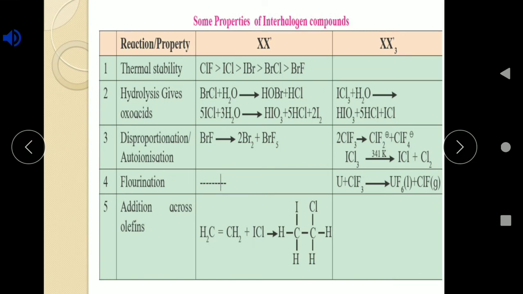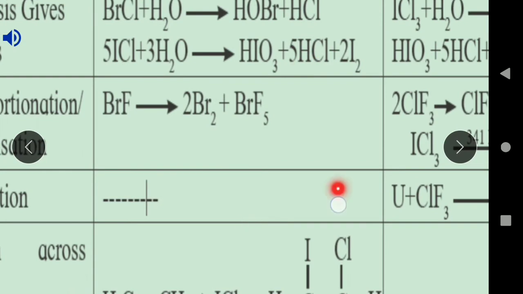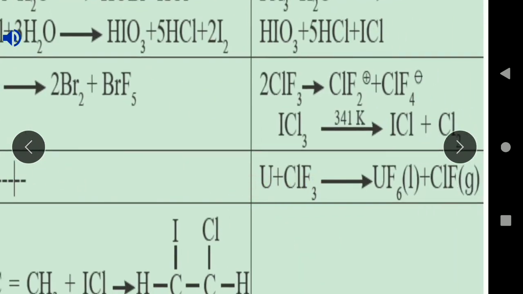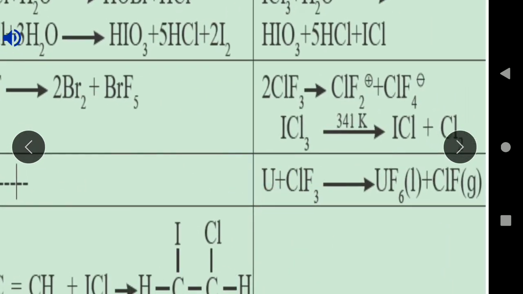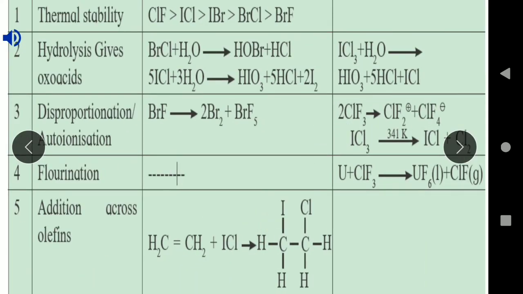In the same way, if we consider fluorination, that is reaction with fluorine. Uranium on treatment with chlorine trifluoride gives UF6, uranium hexafluoride, along with ClF. So this is fluorination. That means uranium is attached to fluorine, hence it is fluorination.